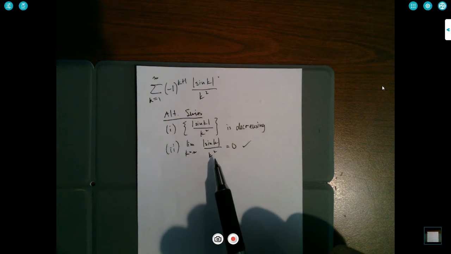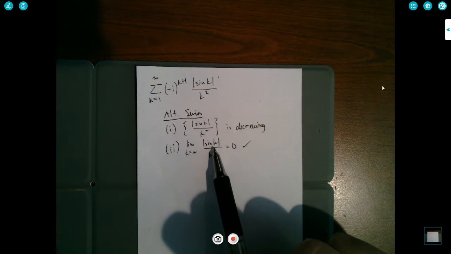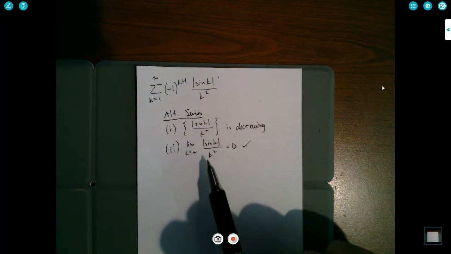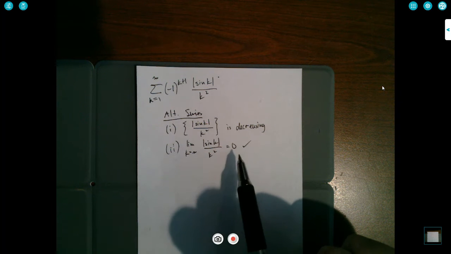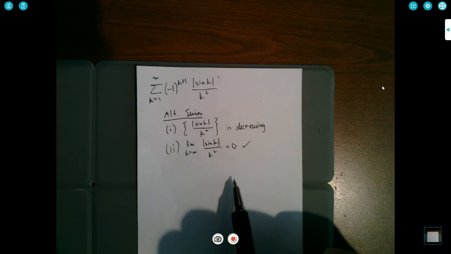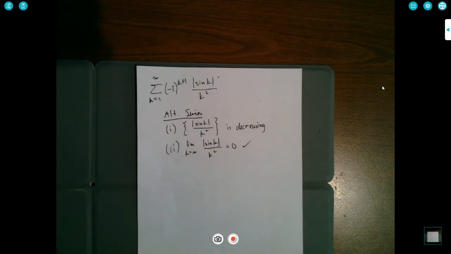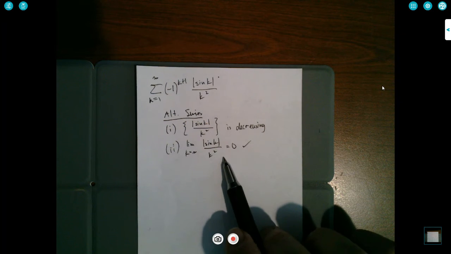You can use, like, the squeeze theorem. You can say, well, the absolute value of sine k is between 0 and 1 for all k, and the limit as k goes to infinity of 0 over k squared is 0. The limit as k goes to infinity of 1 over k squared is 0. Therefore, by the squeeze theorem, the limit as k goes to infinity of the absolute value of sine k over k squared is 0. Right? So that condition holds.